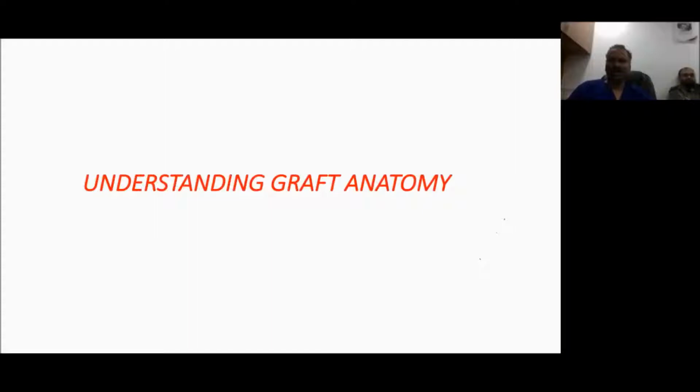So while doing graft angiography, what we should really understand is the anatomy of the graft. If you understand the anatomy of the graft, then cannulating and visualization of the graft becomes very easy, and also visualization of the distal anastomosis. So the whole thing becomes easy if we understand the anatomy. So I'll just go into graft anatomy. I'll try to make you understand with a surgical picture and a CT angiography picture.